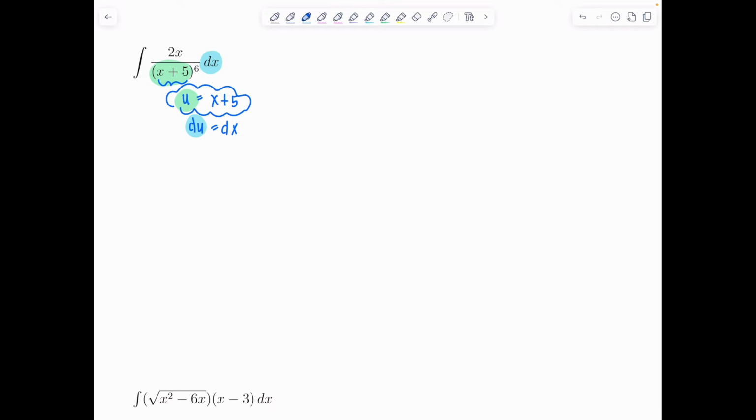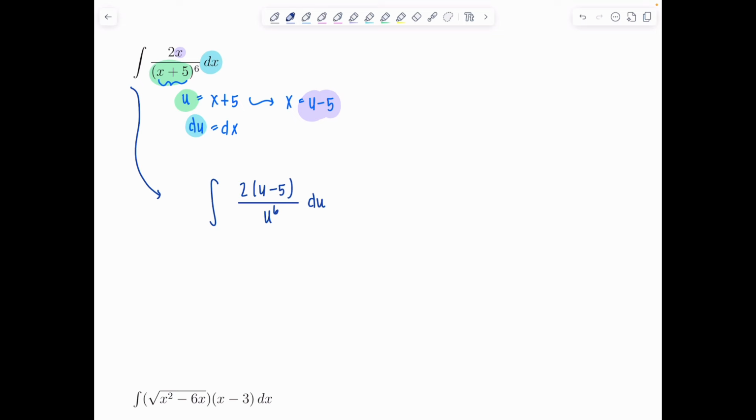Right here. Can you get x by itself? Yeah, x equals u minus 5. So then now we're in business. This x, we're going to replace with u minus 5. Okay, here's our new integral. 2 times u minus 5 over, instead of x plus 5, you're just going to have u to the 6th. Instead of dx, that's du. Ooh, that was nice, right?